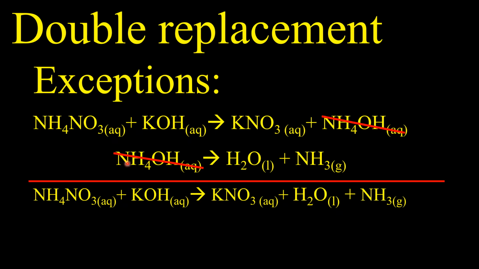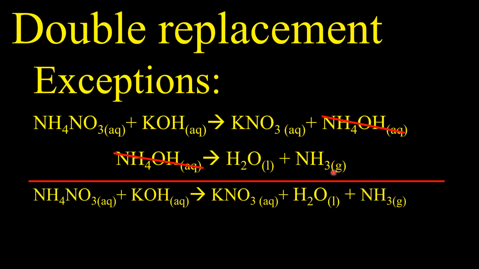Here's the other exception. We have ammonium nitrate and potassium hydroxide. When you put the nitrate with the potassium, you get a soluble salt. When you put the ammonium with the hydroxide, you get ammonium hydroxide, and that looks like it should be aqueous. In fact, for hydroxides, the rule says they're soluble with ammonium.